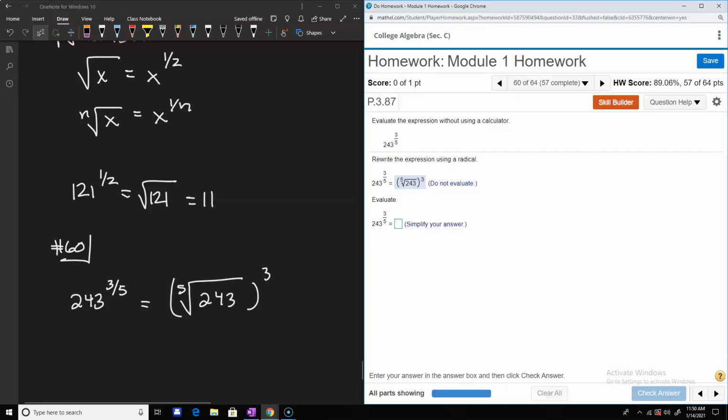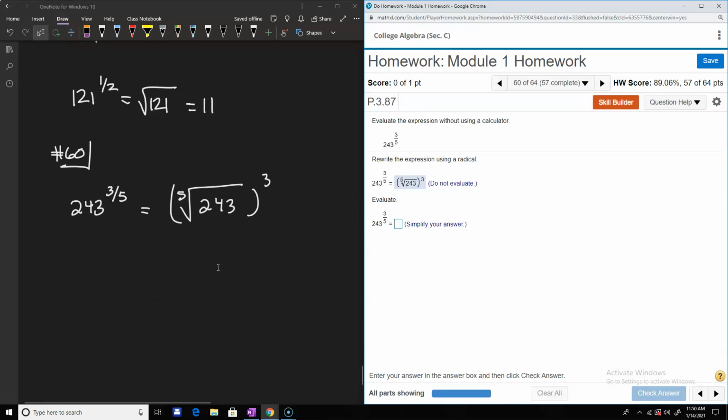Okay, then they want us to evaluate. Well, the 5th root of 243, that's 3 to the 5th power makes 243, right? 3 cubed is 27, to the 4th is 81, and to the 5th is 243. So we end up with 3 to the 3rd power, which is 27. So our answer here is 27.